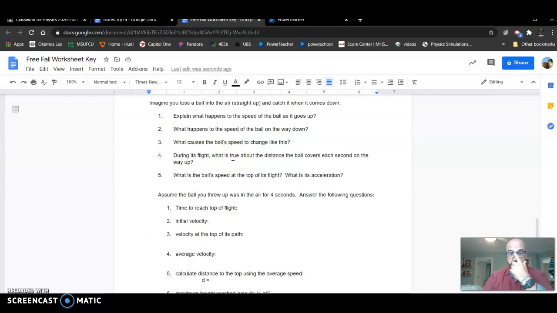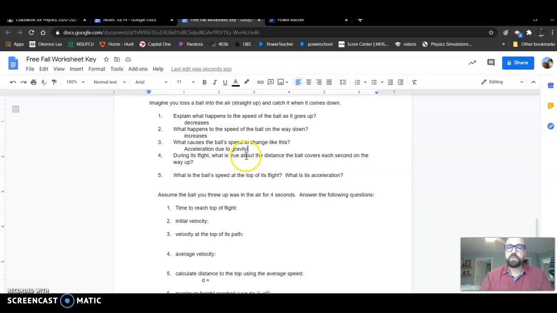Now here we toss the ball straight up and catch it when it comes down. You're doing this today for your lab or tomorrow, but what happens to the speed of the ball as it goes up? We know that it decreases. I think everybody knows that the ball slows down on the way up, and on the way down, it increases. Those are simple, but I want you to always remind yourself of those when you're thinking about what you're doing. And what causes the ball's speed to change like this? Acceleration due to gravity. Most of you got those three, no problem.